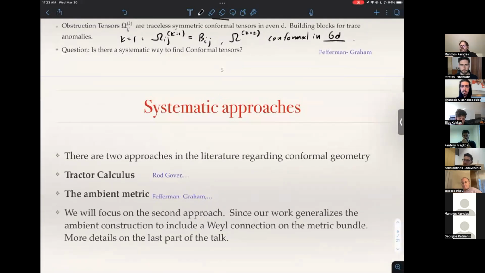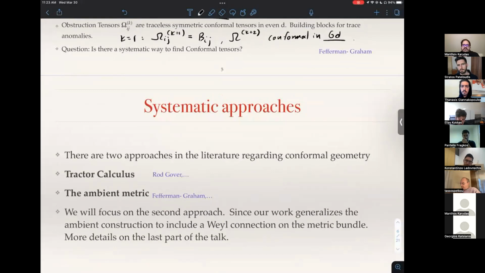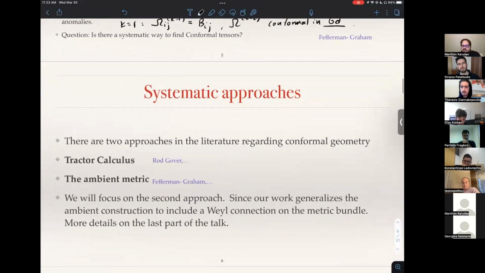Okay, so what are the systematic approaches besides playing around? There are basically two systematic approaches in the literature. One is called tractor calculus, and the main person is Rod Gover and his collaborators. And the other approach is the ambient metric approach by Fefferman and Graham, which is what I'm going to focus on in this talk. I don't know the first approach that much, but they have collaborated, so they are related. So for this talk, we're going to focus on the ambient construction.